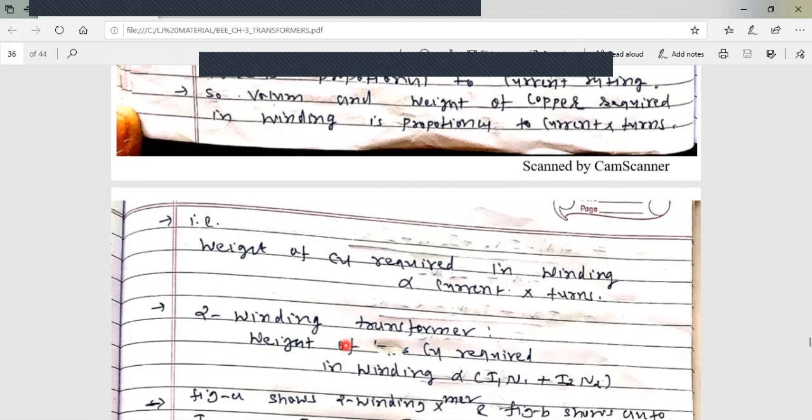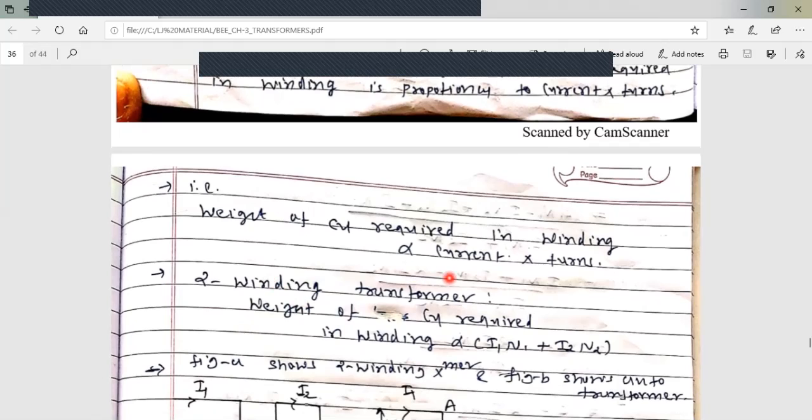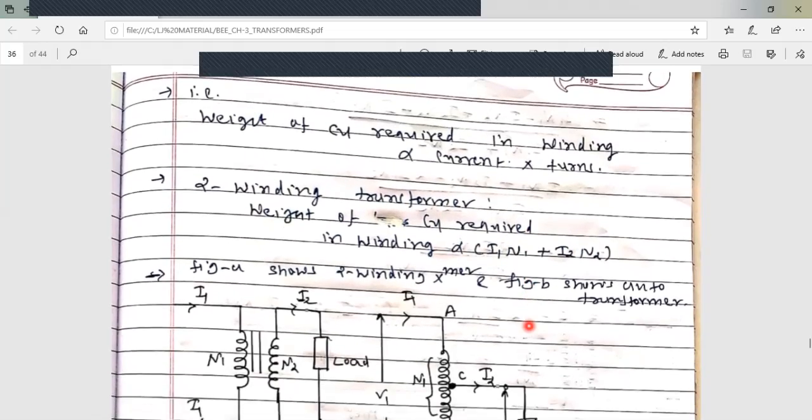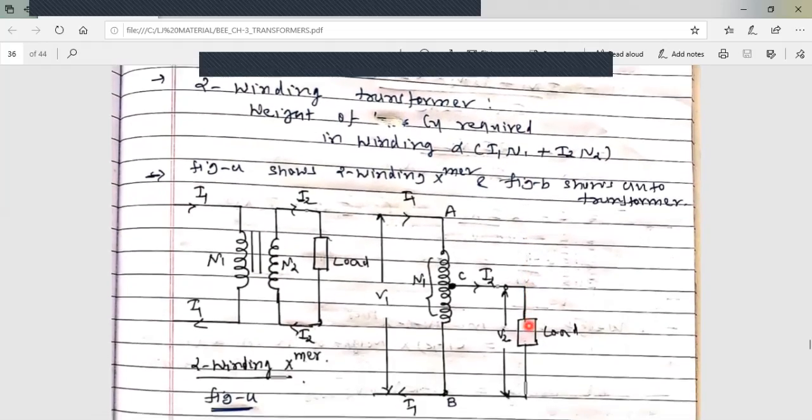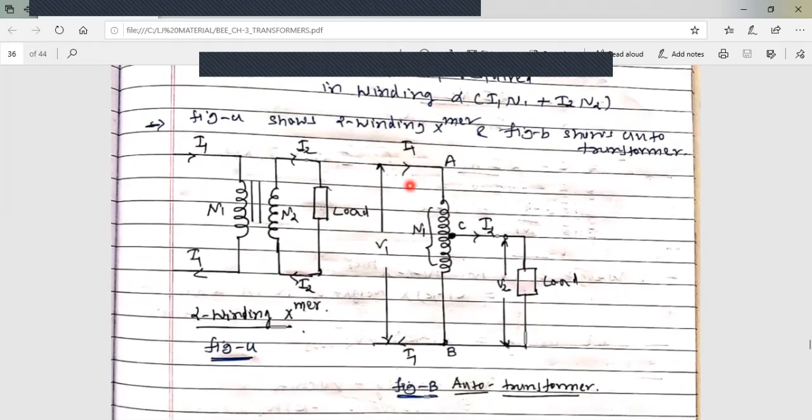So for a normal two winding transformer, we know that in a two winding transformer there are a primary winding and a secondary winding. So for a two winding transformer, the weight of copper required in winding is proportional to I1 N1 plus I2 N2. Okay, now we compare this two winding transformer with the auto transformer. This is the step down auto transformer and this is the normal two winding transformer.